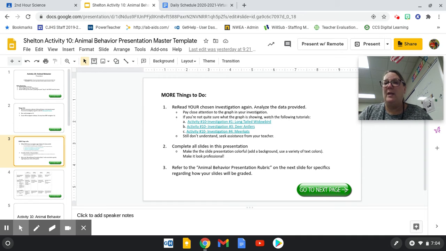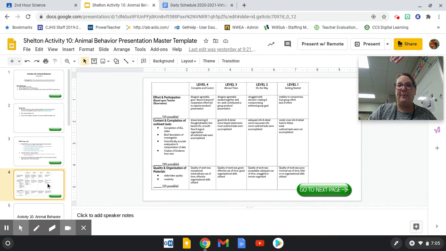Remember that I am grading your presentation for creativity as well. So you are more than welcome to change the theme. You are welcome to change the layout, the backgrounds, the colors. You could add animations, transitions, etc. That's all up to you. The only thing is that you must include the information that is asked for on each slide. Please don't forget to refer to the rubric for how you will be graded.